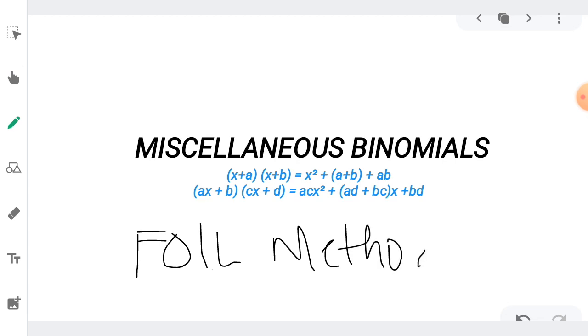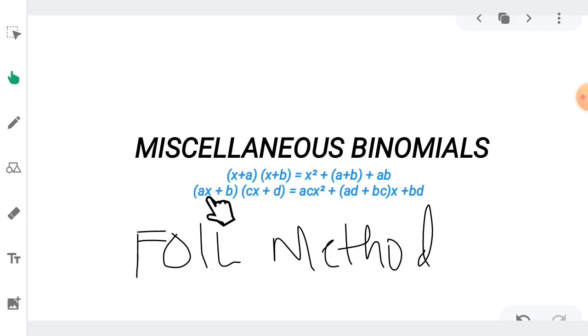I know you are already familiar with the FOIL method. In the illustration for miscellaneous binomials, x plus a times x plus b is equal to x squared plus the sum of the constant terms, which are the letters a and b, plus the product of the constant terms, which is a and b. In this form of miscellaneous binomials, we apply the FOIL method, and we all know that the x here is the variable.